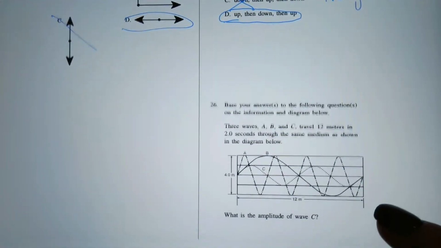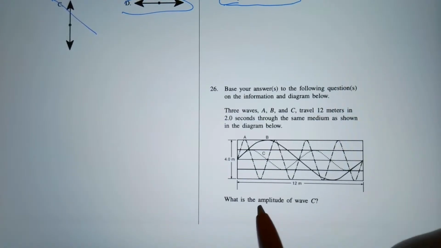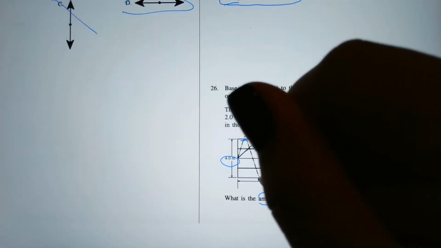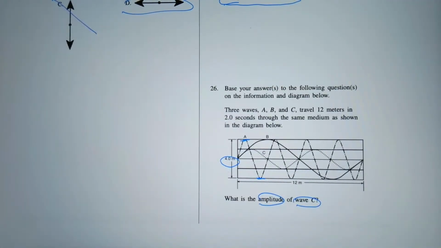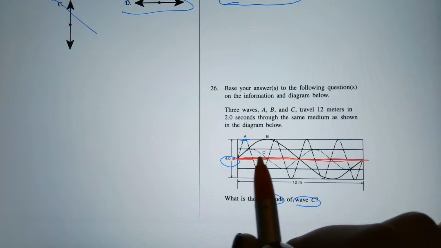All right, base your answers to the following questions on the information in the diagram below. Three waves A, B, and C travel 12 meters in 2 seconds through the same medium as shown in the diagram. What is the amplitude of wave C? So they did not give you an origin here. They just told you that the distance from the crest to a trough is 4 meters. So what you'd have to do is actually draw in an origin, right? So that means you're going to bisect it.